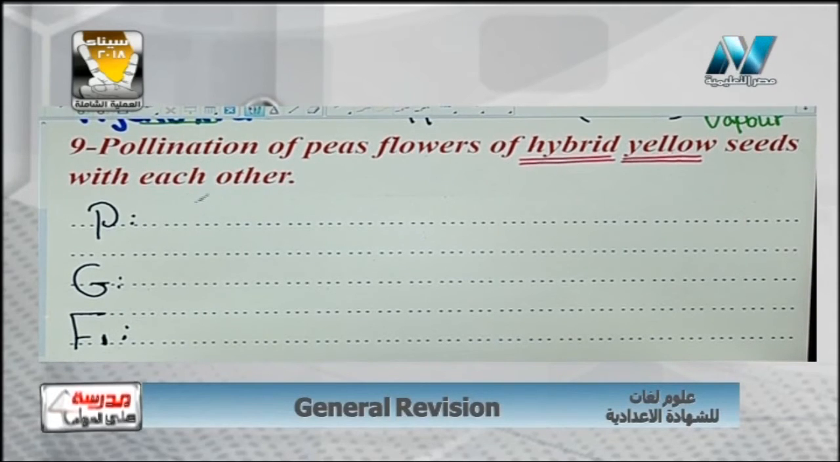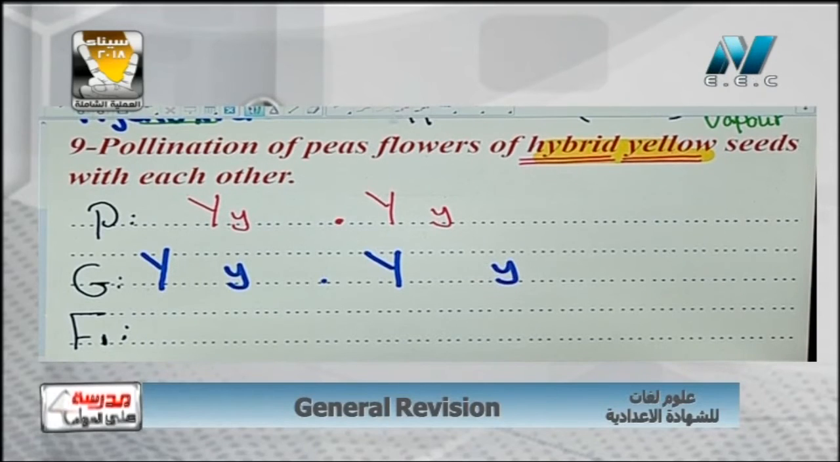Parents is what? Y capital Y small with Y capital Y small. لأن هما hybrid is what? Is hybrid yellow seed. Okay, next step we segregate. هنفصلهم عن بعض. Y capital, Y small, Y capital, Y small. As in circles. هنحطهم في circles as you see like that كده. يبقى Y capital, Y small, Y capital.